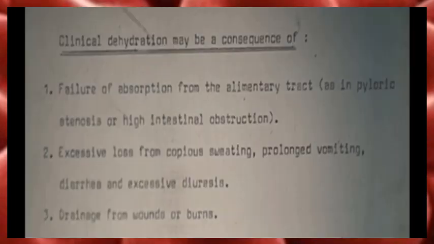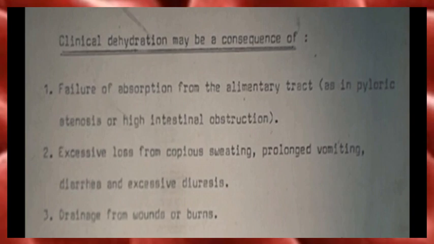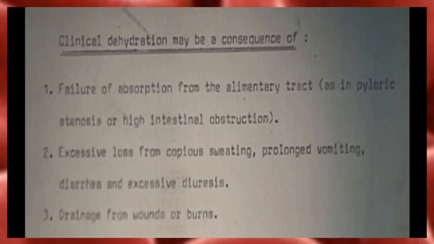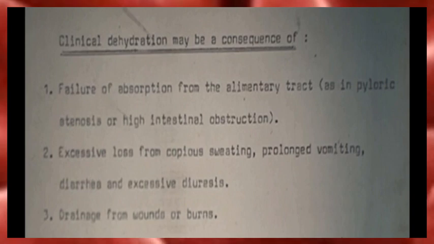As you see, dehydration, three types. Clinical dehydration may be a consequence of either failure of absorption from the alimentary tract or excessive loss from copious sweating, prolonged vomiting, diarrhea, and excessive diuresis, or drainage from wounds or veins. These are the clinical dehydration sequences.